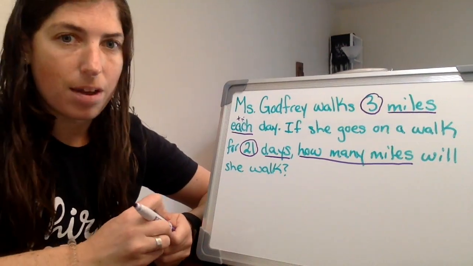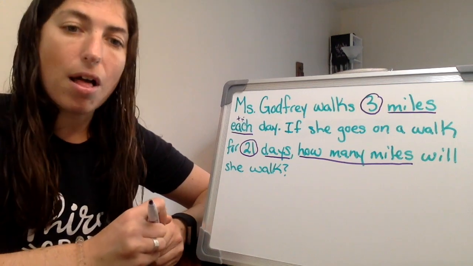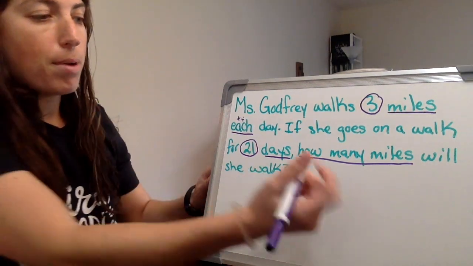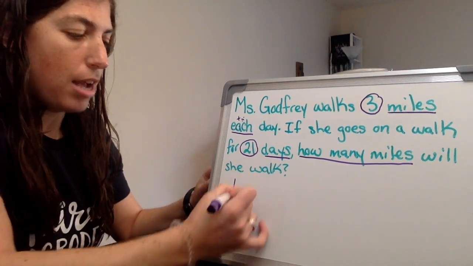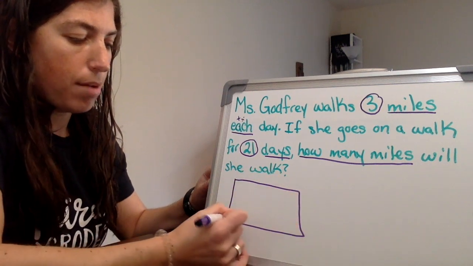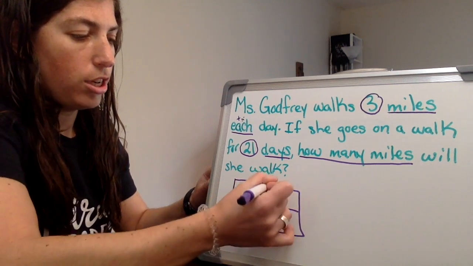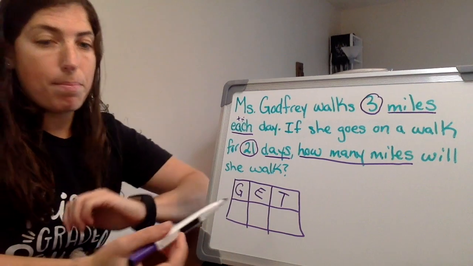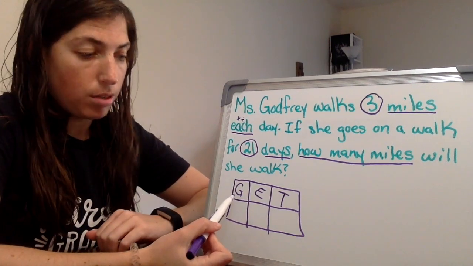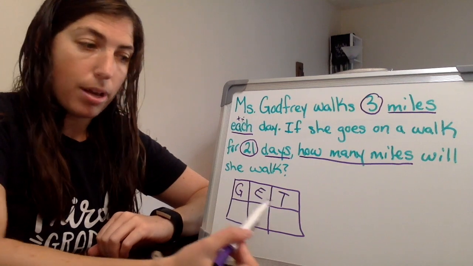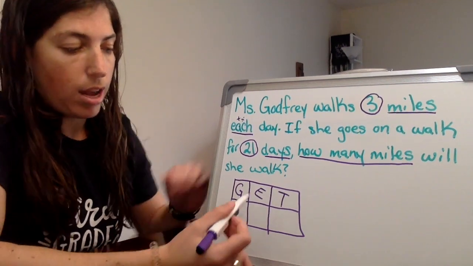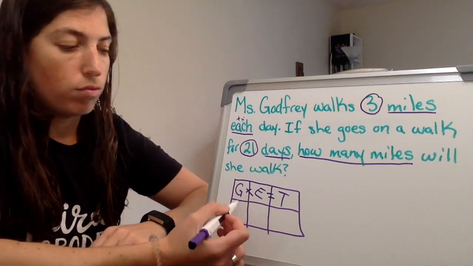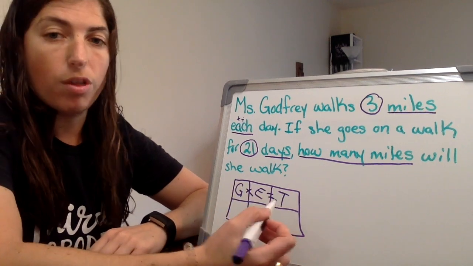I'm going to start solving it, but there is a strategy that we have learned to help me know if it is multiplication or division, because I've narrowed it down to those two. And if you remember, that strategy is called our GET box. So you need to set up your GET box. Draw your 3 sections, write in G, E, T. G stands for the number of groups, the E stands for how many in each group, and the T stands for the total. If this is set up, it would be G times E equals T. So the groups times the number in each group will equal the total.